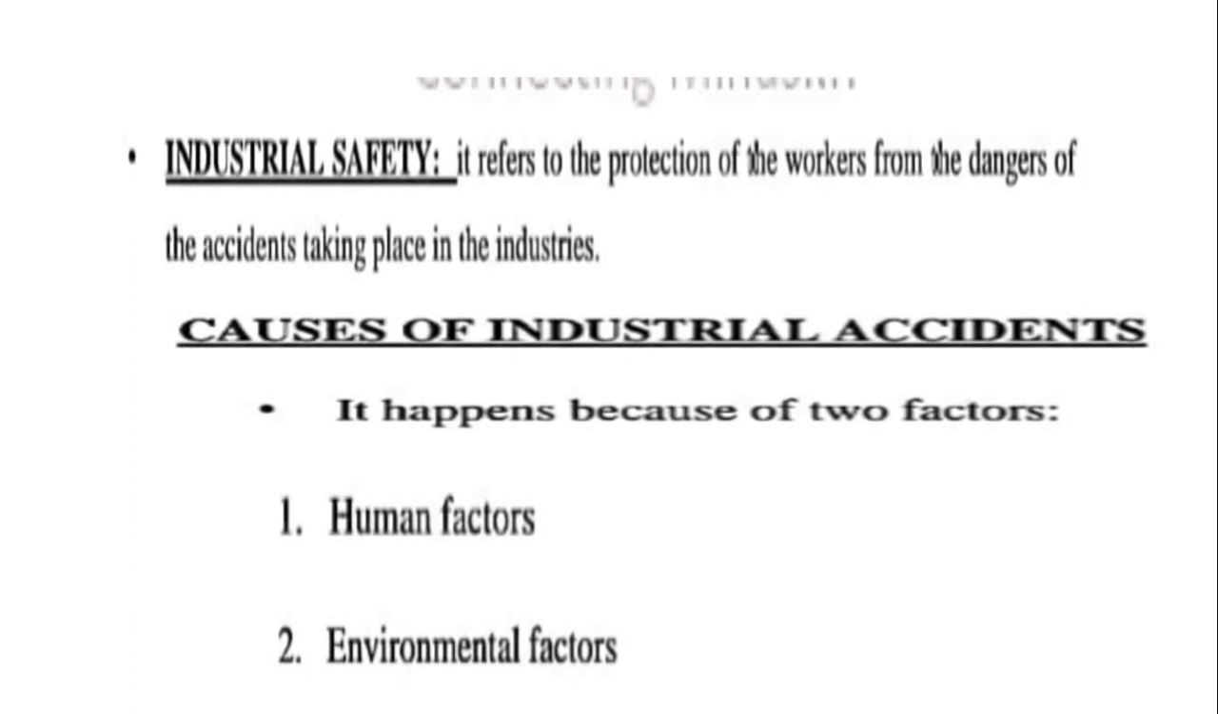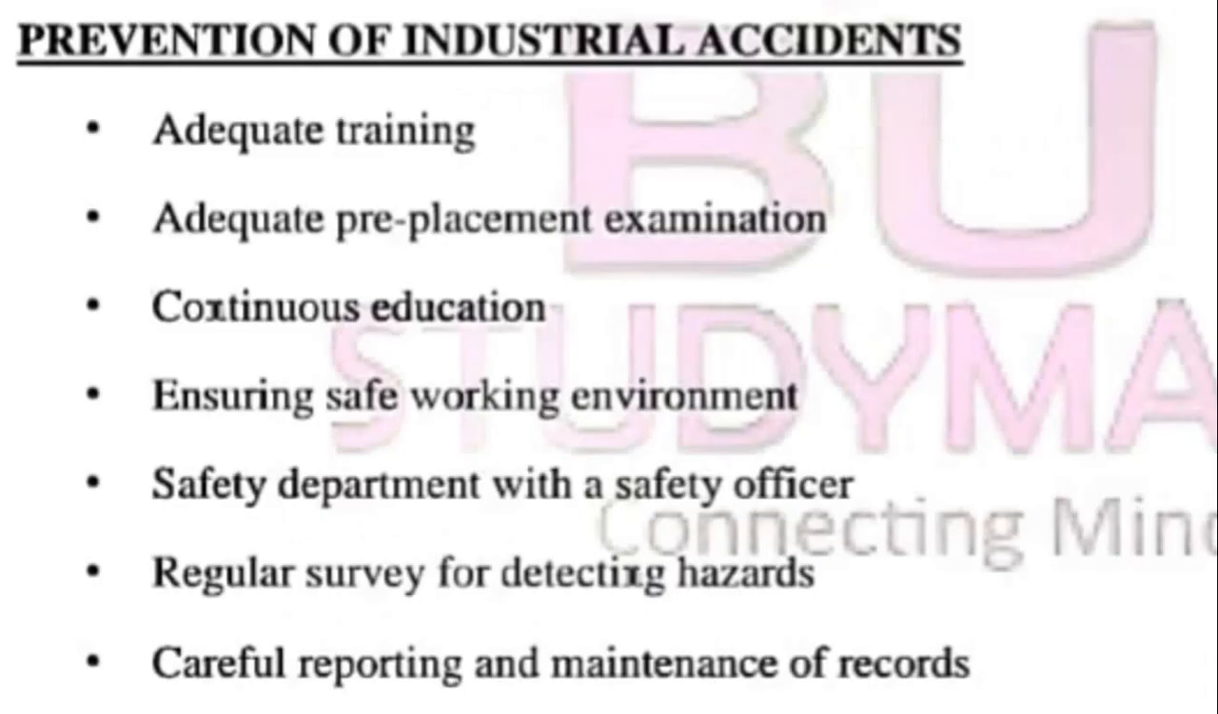Here we should take some principles of accident prevention, right? What are the actual preventions we should take? Prevention of industrial accidents. Prevention is better than cure, so we can take adequate training. Definitely this type of training will reduce industrial accidents obviously, right? But that adequate training is required.